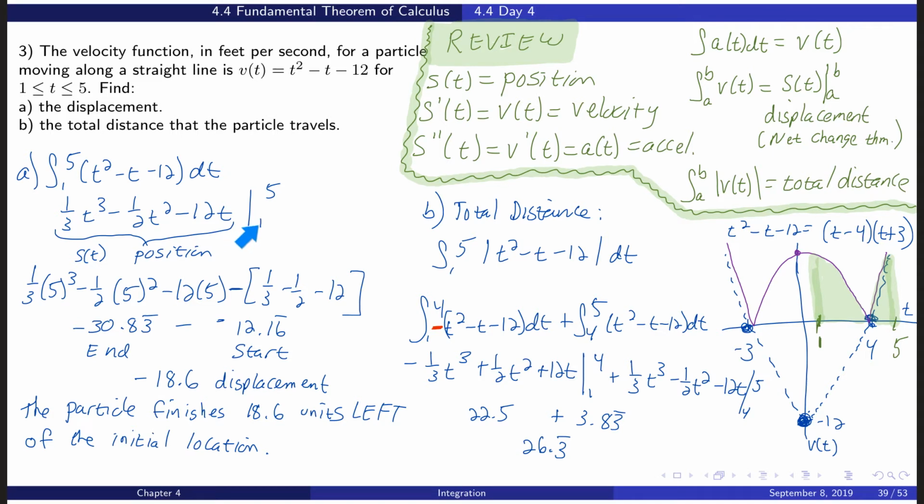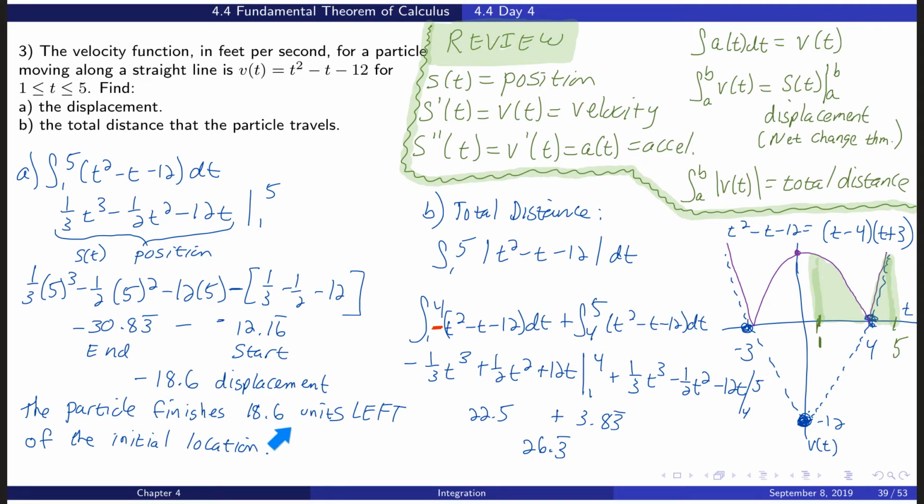If I plug in 1, that gives my starting position. The difference between where I end and where I start is -18.6, but that's my displacement. And what does that mean? That means the particle finished 18.6 units left of its initial location. Because it's negative, your displacement is 18.6 units left of its initial location.